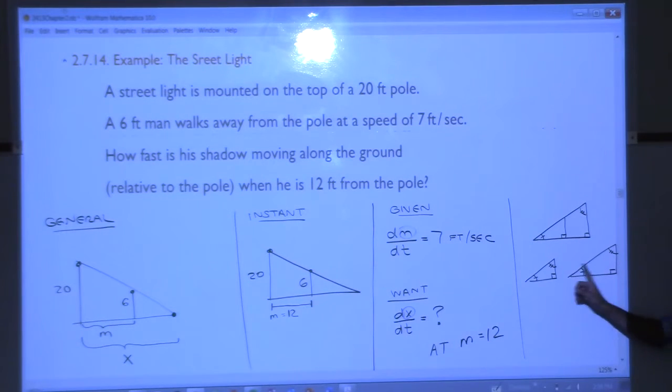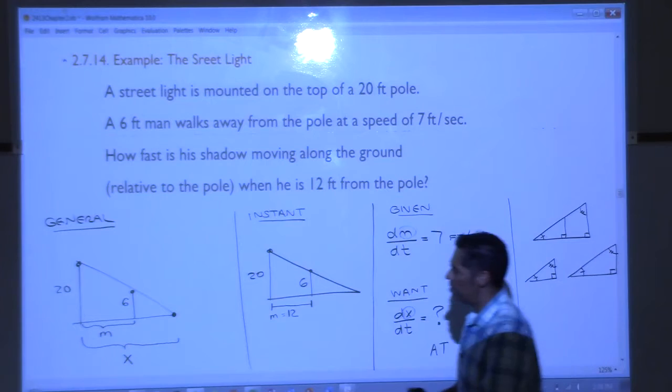If this is true, then these two triangles are what are called similar, which means that the ratio of corresponding sides must be congruent, which just means that if you take the hypotenuse divided by the hypotenuse, it'll be the same as this side divided by this side. Or if you take the hypotenuse over this side, it should be equal to the hypotenuse of this one over this side. You can set up the ratios however you want.